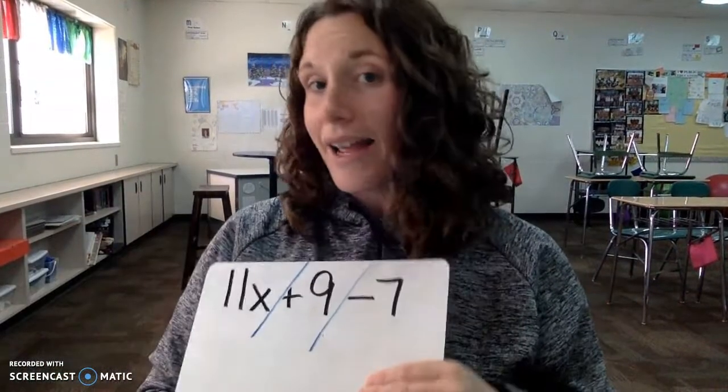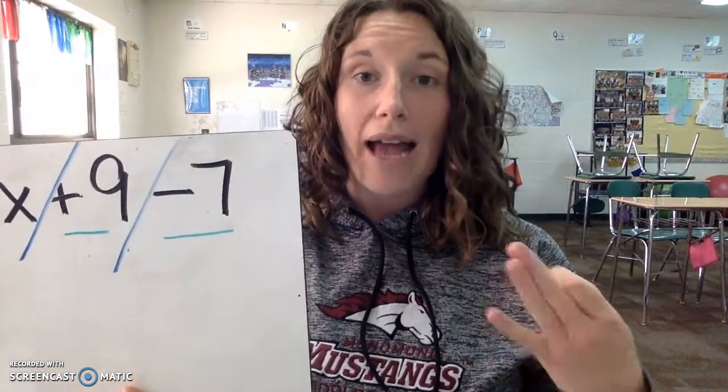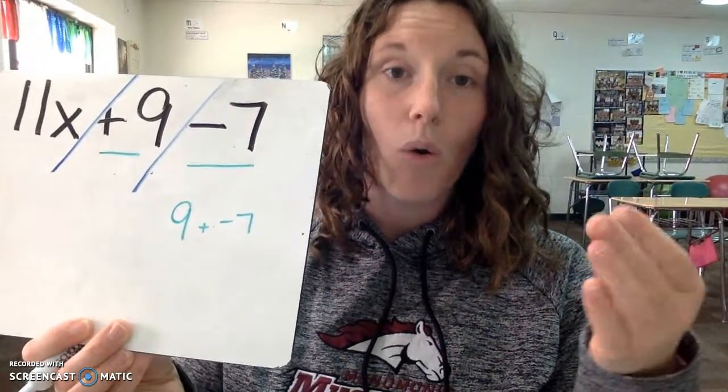And now I can say, oh, I see that this 9 and this 7 are the same. They don't have x's with them. So I can combine them together. So I have a 9 plus a -7, just like adding the opposite. Okay, and we know 9 plus -7, or 9 minus 7, is 2.